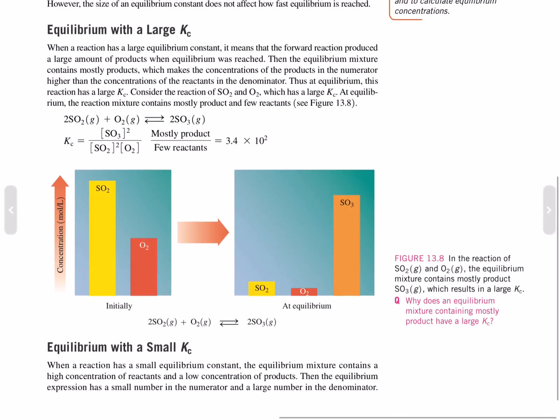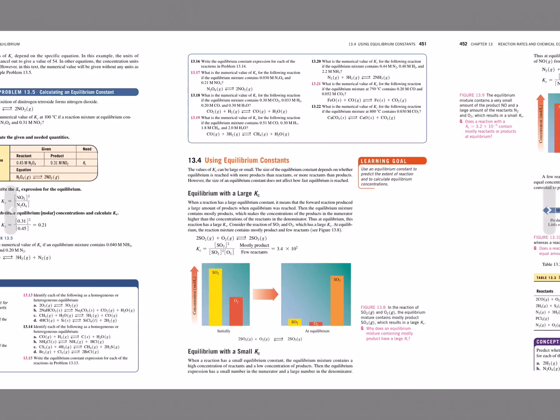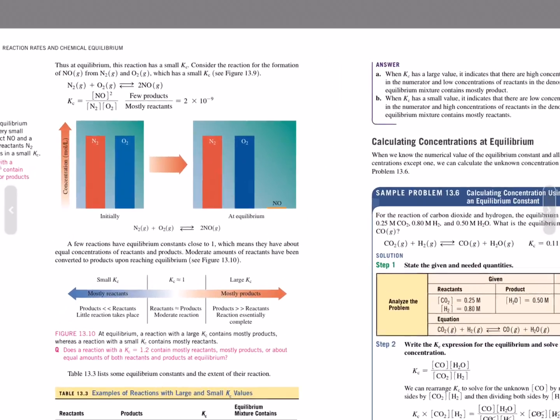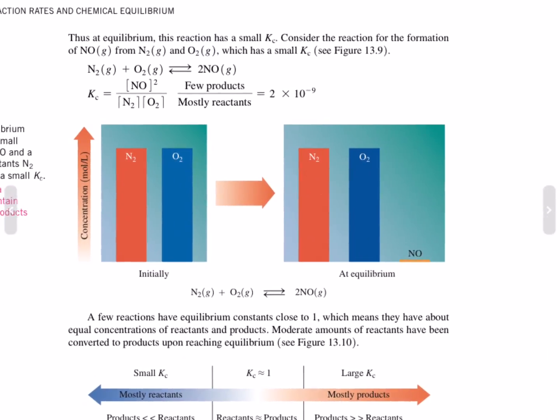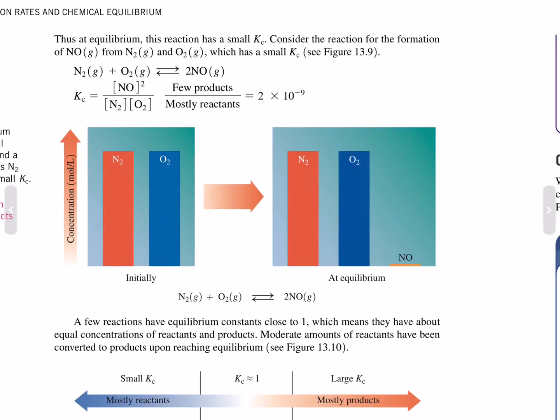Equilibrium with small K sub C. When the reaction has a small equilibrium constant, the equilibrium mixture contains a high concentration of reactants and a low concentration of products. Then the equilibrium expression has a small number in the numerator and a large number in the denominator. Thus, at equilibrium, the reaction has a small K sub C.